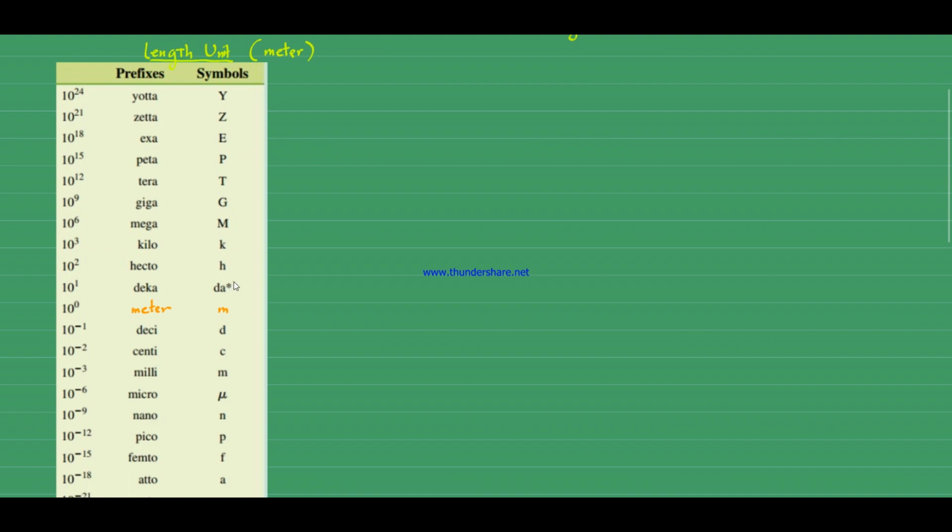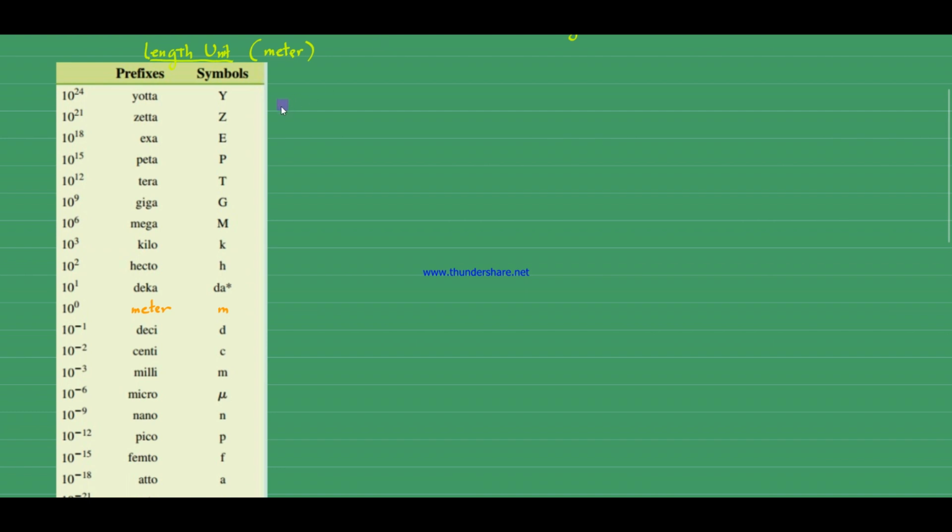Let me redraw it horizontally, so that you can see, and then I'll tell you how meter is related to the other prefixes. Let me draw the table horizontally. We know that yotta is the largest unit, so I'm going to put it here.